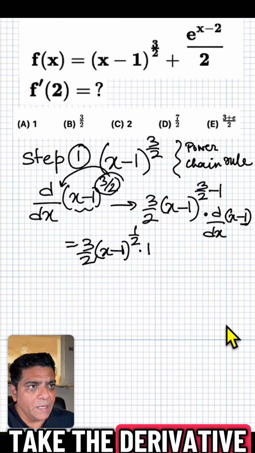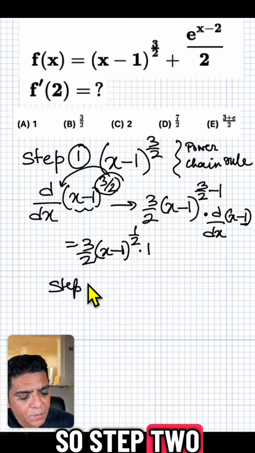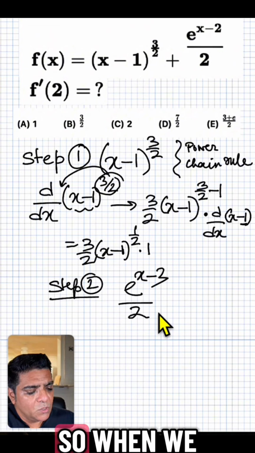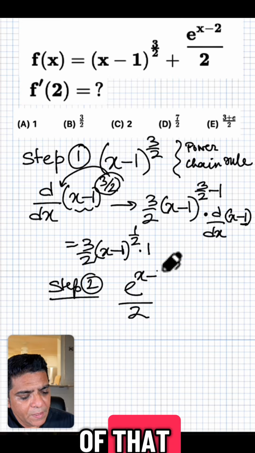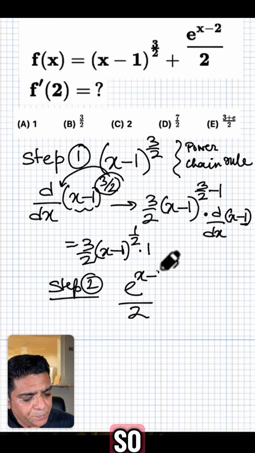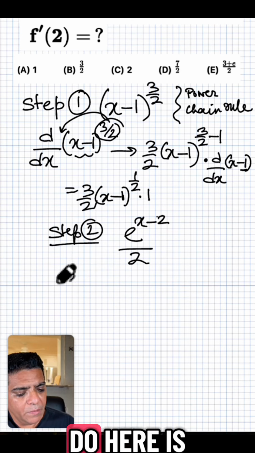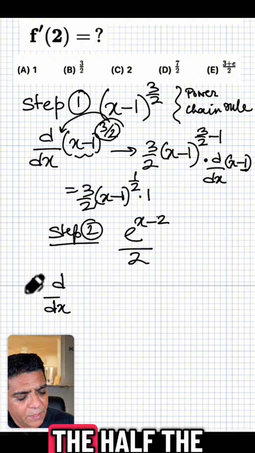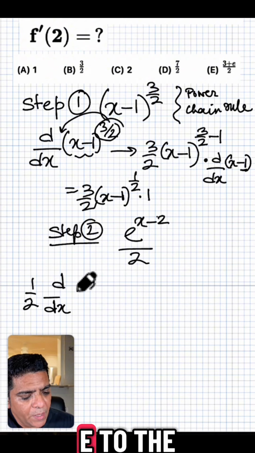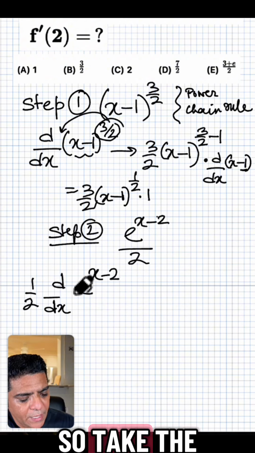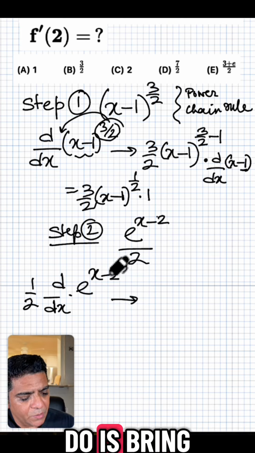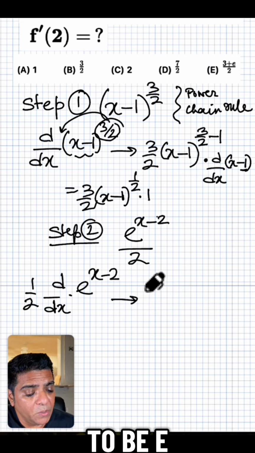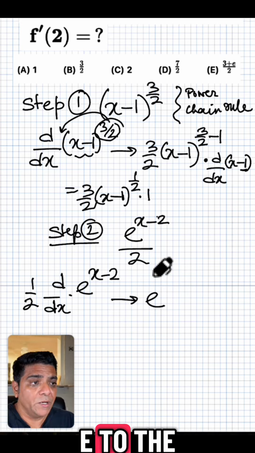Let's take the derivative of the second part. Step 2 is the derivative of (e^(x − 2))/2. We bring the constant one half out front, so we have d/dx of e^(x − 2). The derivative of e^(x − 2) is simply e^(x − 2), because the derivative of e^x is e^x.